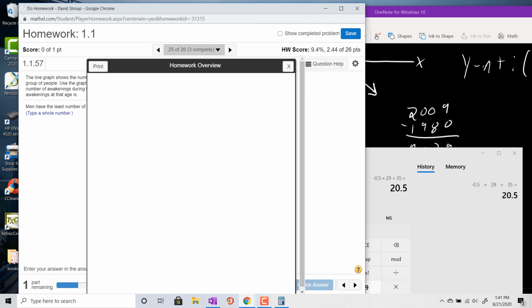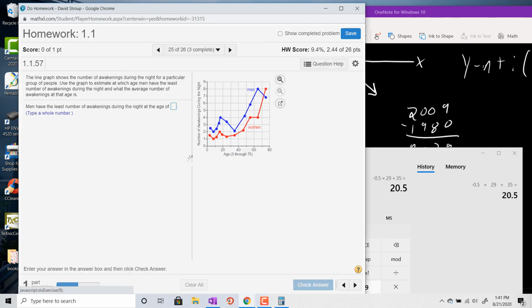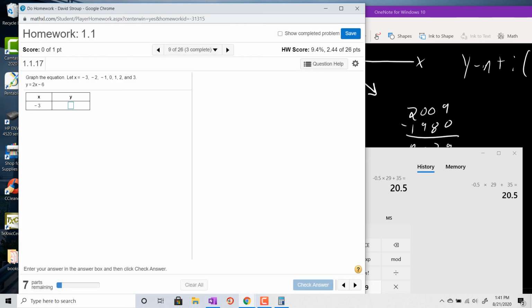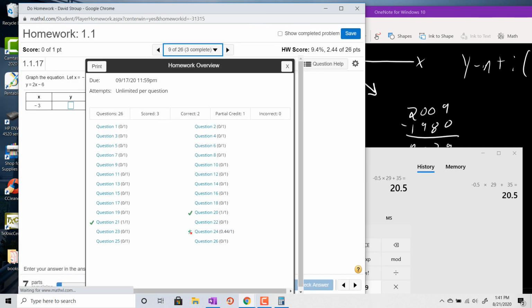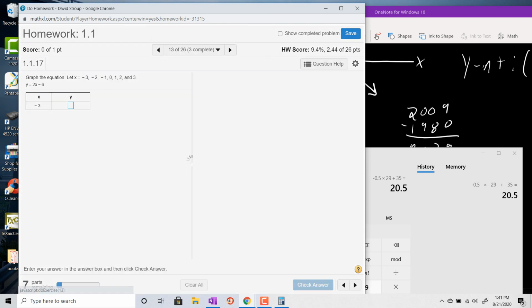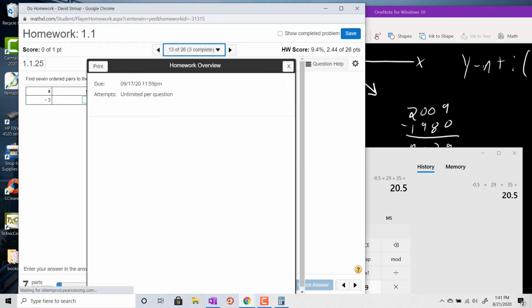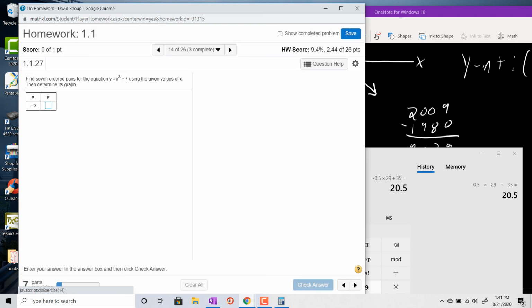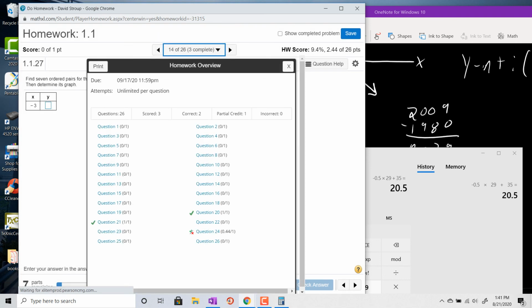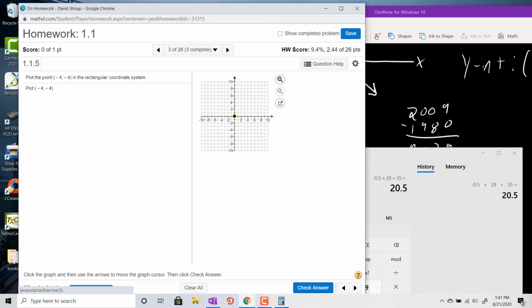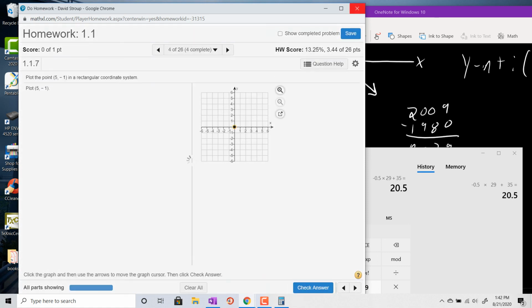Oh, more story problems. Let's see if there's anything in the beginning. So just doing a table of values. Table of values. So a bunch of that stuff. Graphing ordered pairs. So plot negative 4, 4. So negative 4. 1, 2, 3, 4. Oh, negative 4, negative 4. So there. That's pretty easy. Okay, so we'll let you go there.